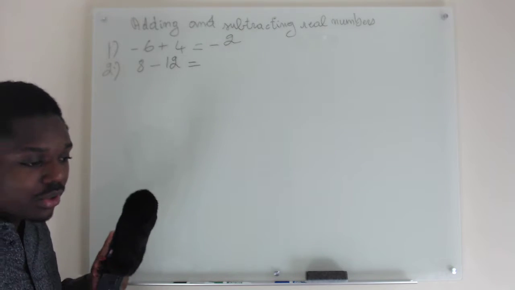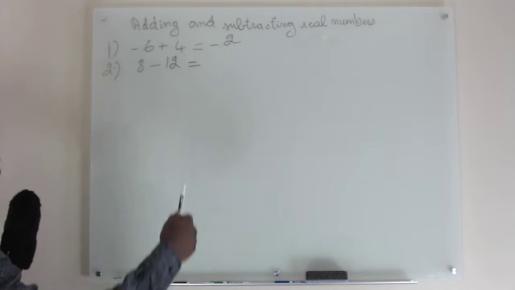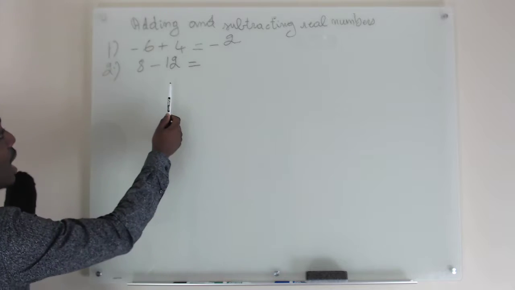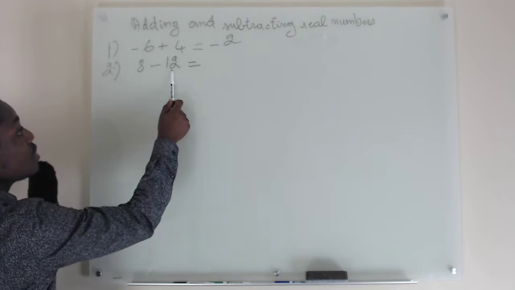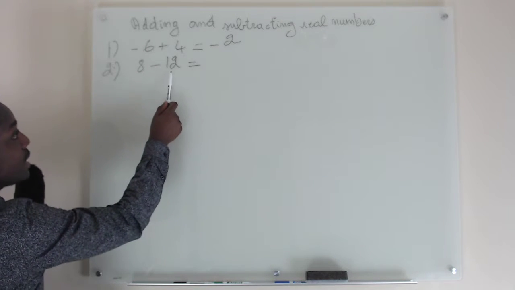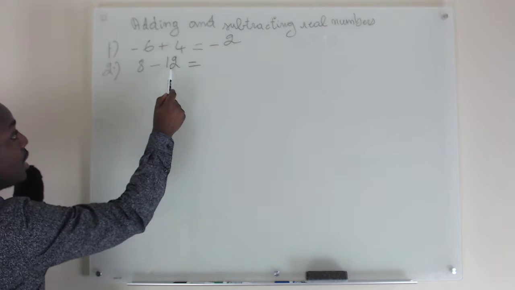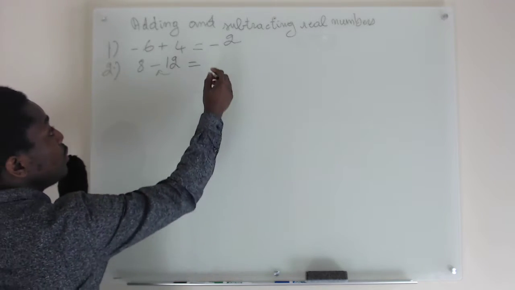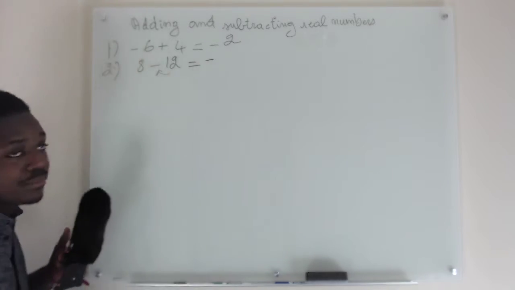So now the first question is, between the number 8 and 12, which one is bigger? The biggest number is obviously 12. So now, what is the sign of 12? The sign of 12 is located on the left side of 12. So the sign of 12 is negative. So we put here negative.